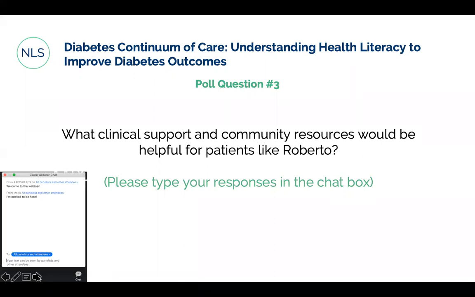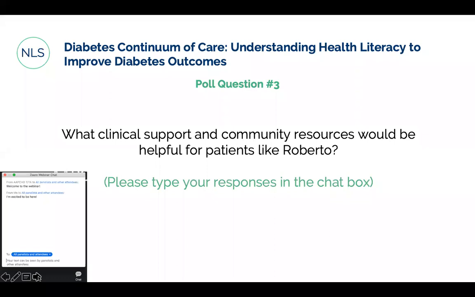So some ideas are having an interpreter, having a navigator or promotora that could help in this case, setting them up with case management. Again, that idea of a care coordinator. Also potentially that use of language lines. So that might be a way to be able to help with Mam, which is a more challenging language to get interpretation for sometimes than Spanish. Also an idea to schedule a follow-up appointment for education with the appropriate interpreter. So yeah, those are all really great ideas.